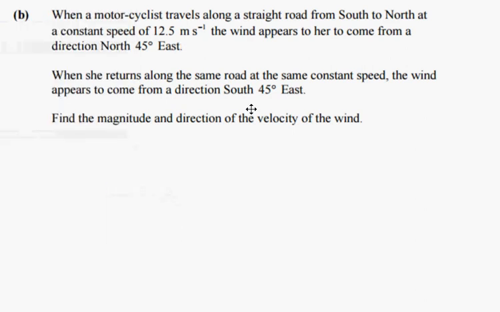What we have here is a motorcyclist traveling along a straight road from north to south. From north to south means that she's going to be going -12.5 j. Everybody alright with that? South to north means you're actually going north, which means you're +12.5 j. Velocity of motorcyclist is 12.5 j.